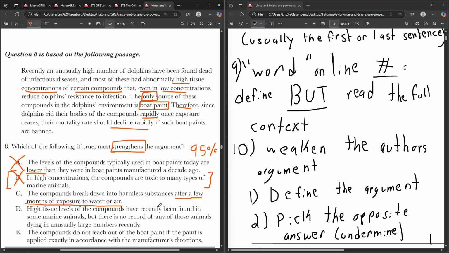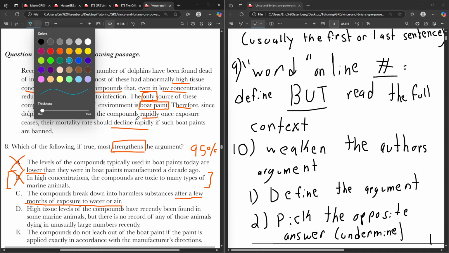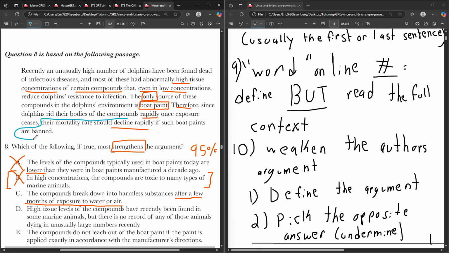But what is the author saying? The author is saying that their mortality should decline rapidly if you ban this. This is what you want to latch on to. If we ban the boat paint, of course it's going to help, right? But they're not just saying that. They're going to say, not only are we fixing the problem, it's going to happen quick.